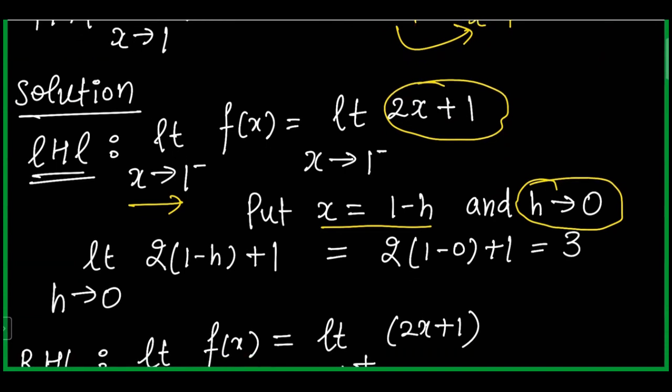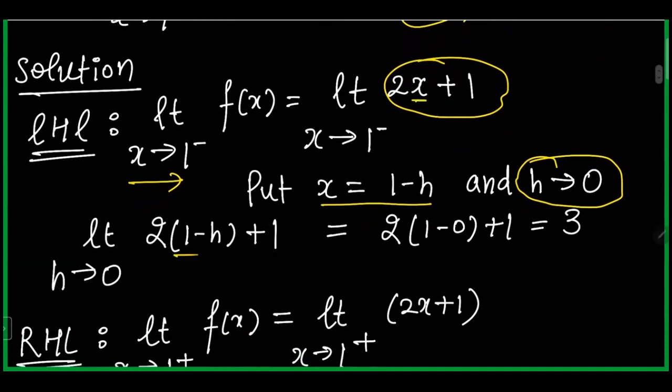Okay, so let's just put it. So instead of x, I will put 1 minus h, and everything else remains the same, and your h is now going to 0. Now just put h as 0 in this situation. What you will get is 2 times (1 minus 0) plus 1, which is 3. So your left hand limit has a value 3.